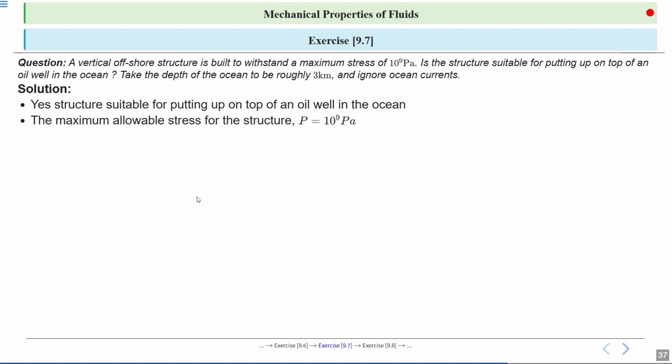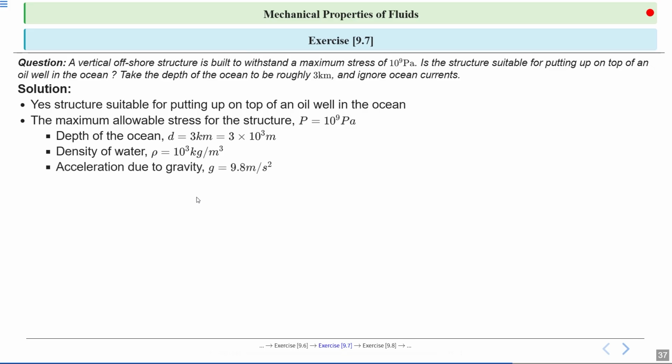The maximum allowable stress for the structure is 10 raised to the power 9 Pascal. Depth of the ocean is 3 into 10 raised to the power 3 meter. And density of the water, 10 raised to the power 3 kilogram per meter cube. Acceleration due to gravity, 9.8 meter per second square. Alright.